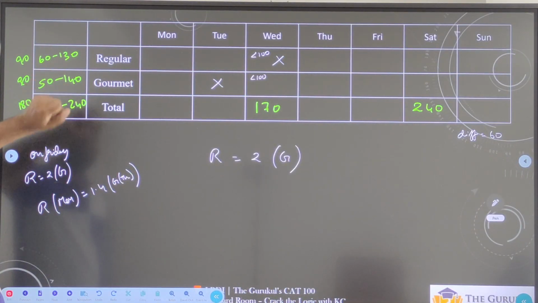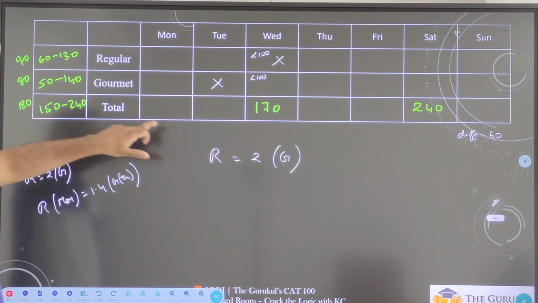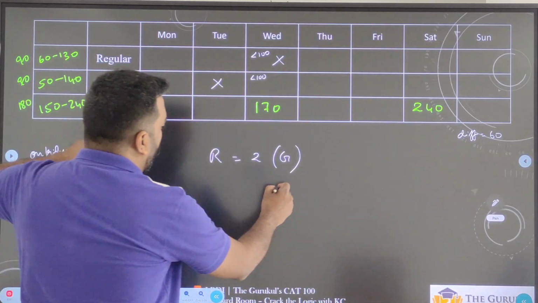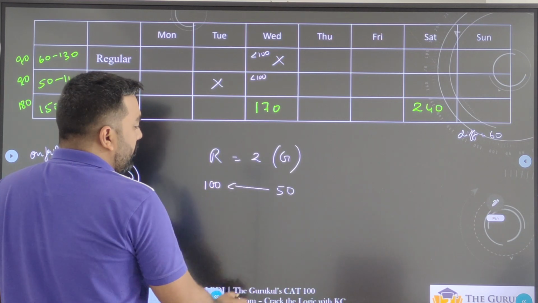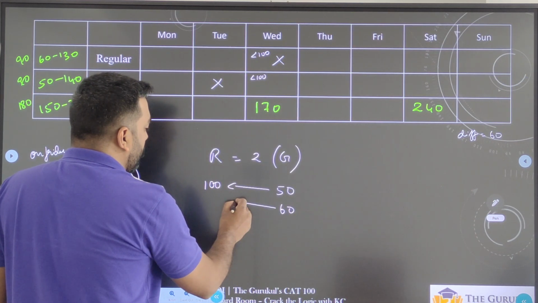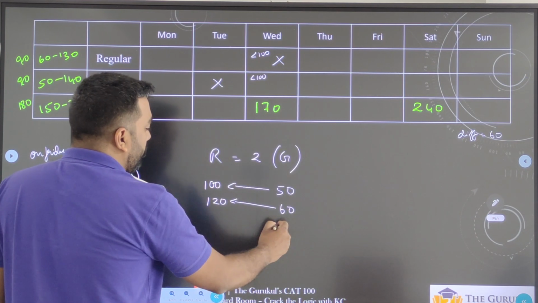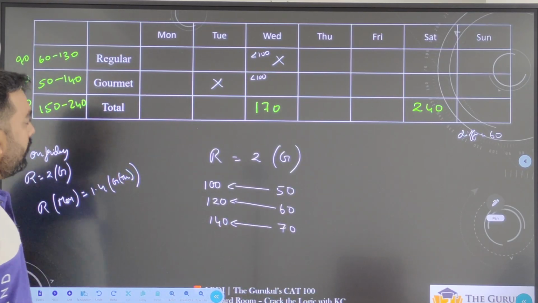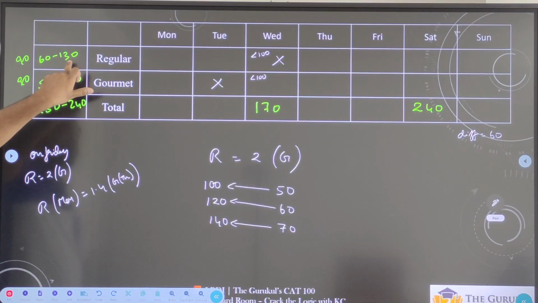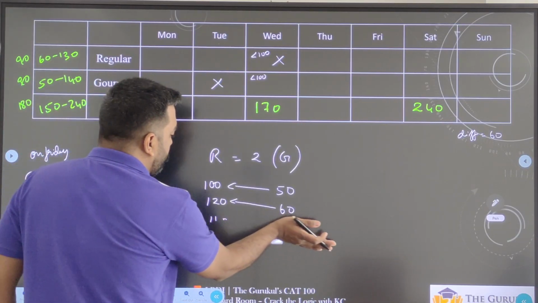I can take gourmet as 50, then regular value will be 100. If I take gourmet as 60, regular value will be 120. If I take this as 70, regular value will be 140. But regular maximum is only 130, so this is not possible.